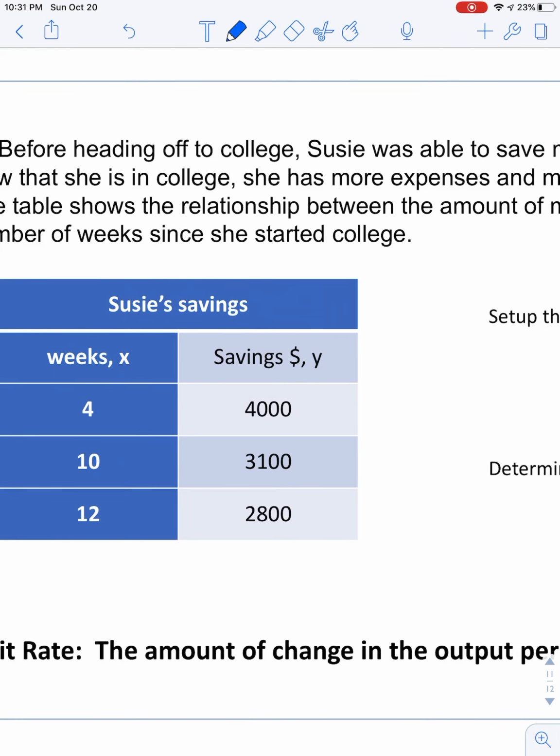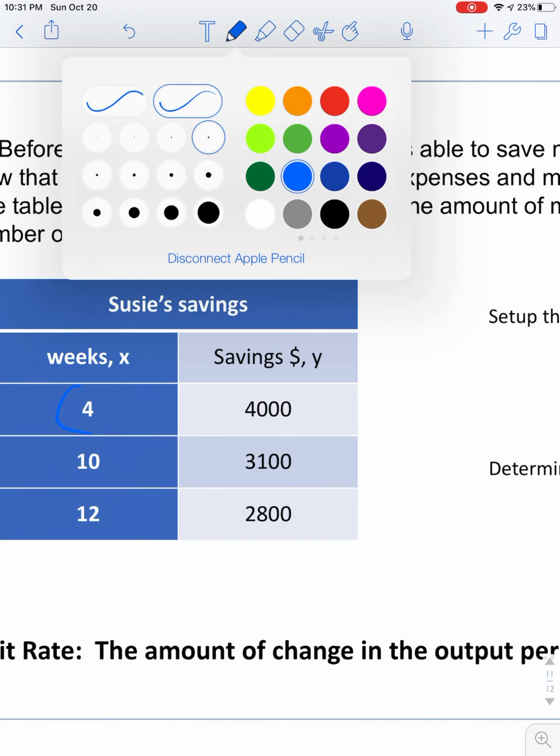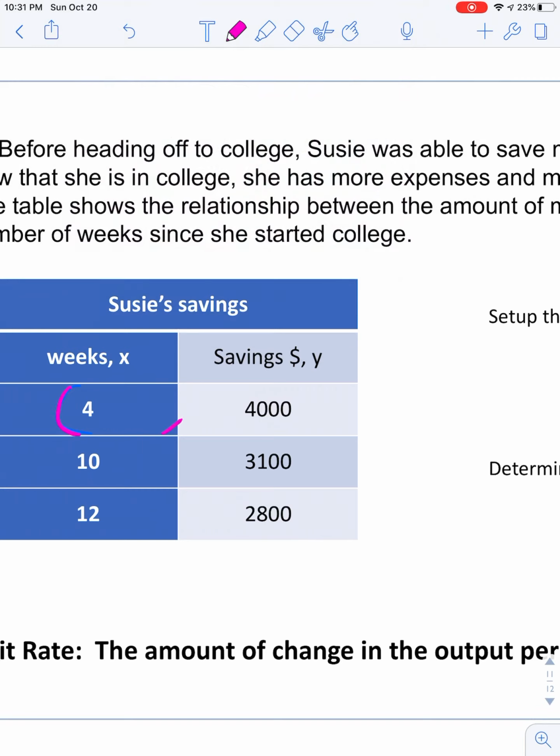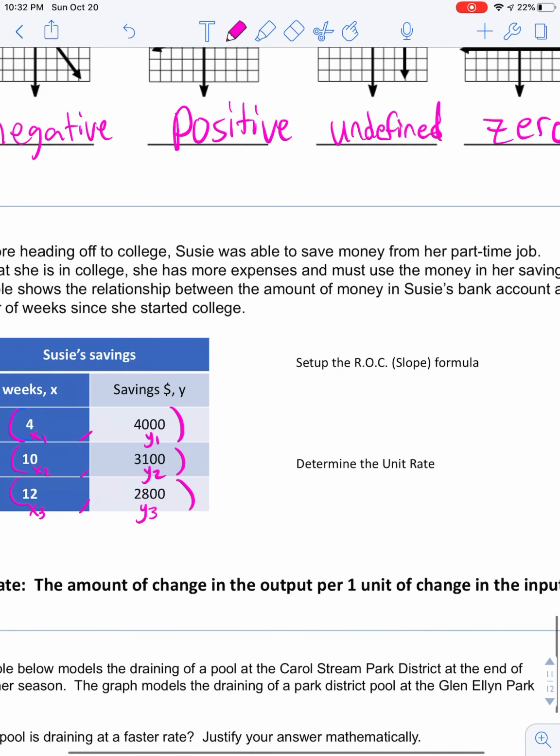It looks like we've got a bunch of ordered pairs here. We've got how many weeks it's been and how much money she has. We can call this x1, y1, the first ordered pair. We could call this x2, y2. We could even call this x3, y3, but we don't even need a third point. We remember for slope or rate of change, all you need is 2 points. So our slope or rate of change formula is y2 minus y1 over x2 minus x1.